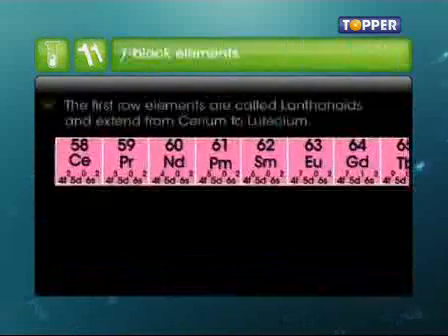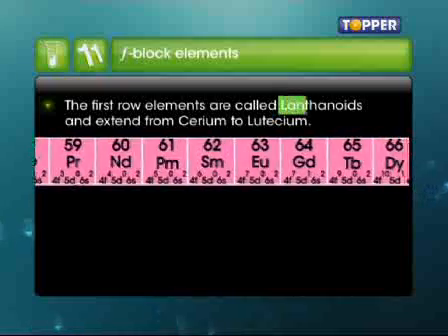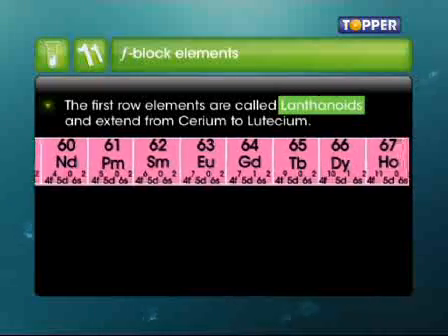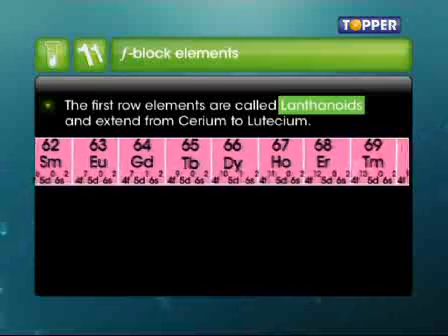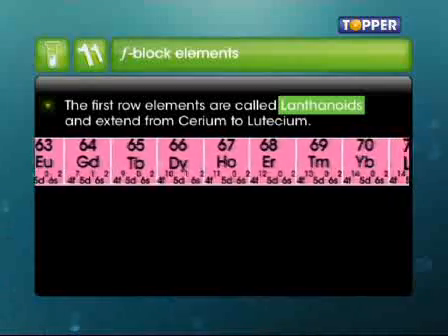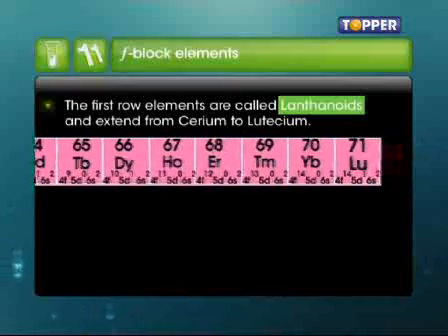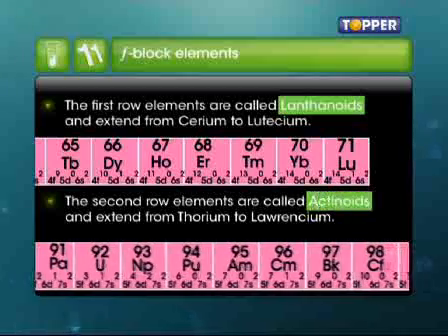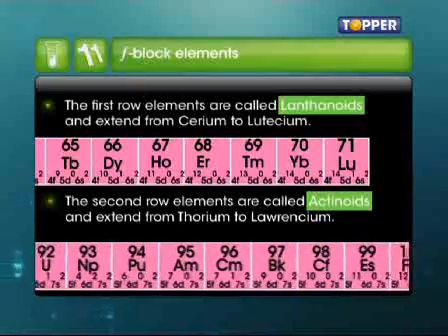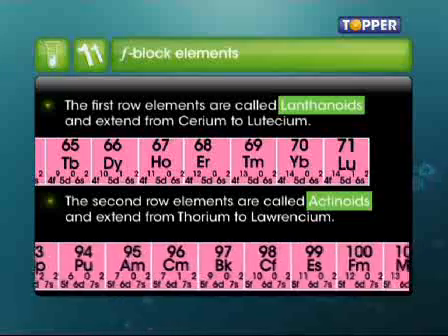And now, on to the final block of our periodic table, the f block. The first row elements are called lanthanides and extend from cerium to lutetium. The second row elements are called actinoids and extend from thorium to lawrencium.